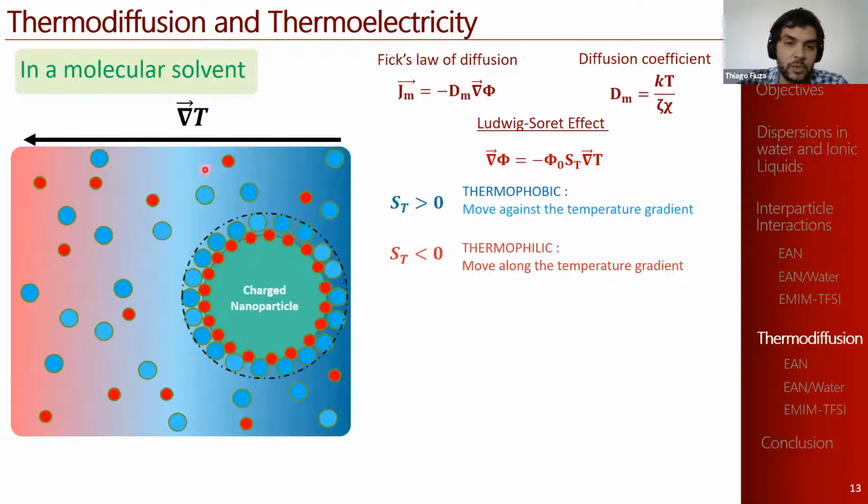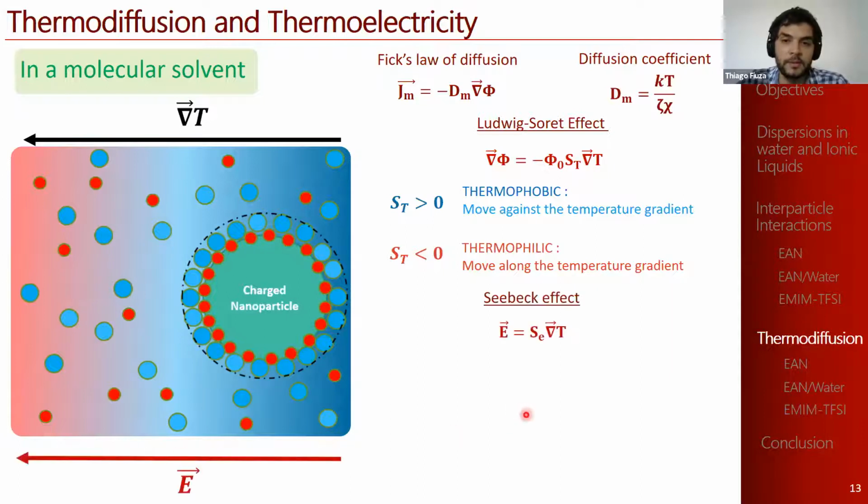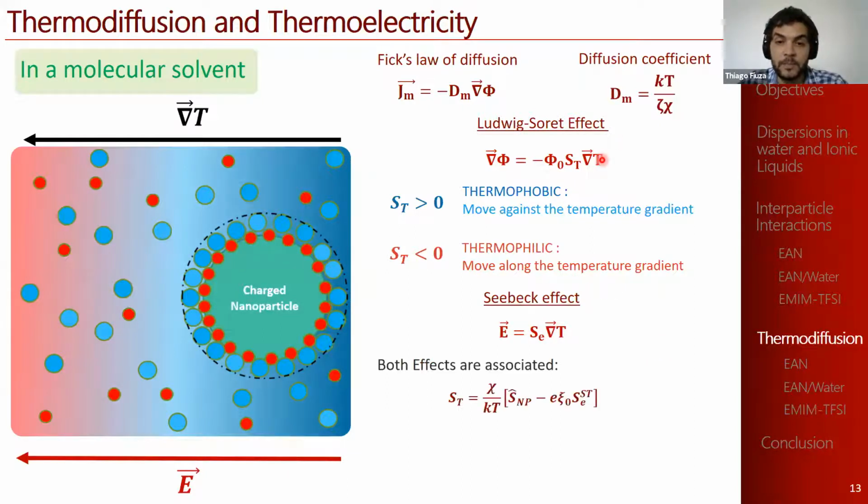This movement of ions and charged nanoparticles will also induce an electric field. This electric field is generated due to the Seebeck effect, which is a function of the Seebeck coefficient. These two effects are associated, and here we have an equation that shows that there is a relation between both of them.